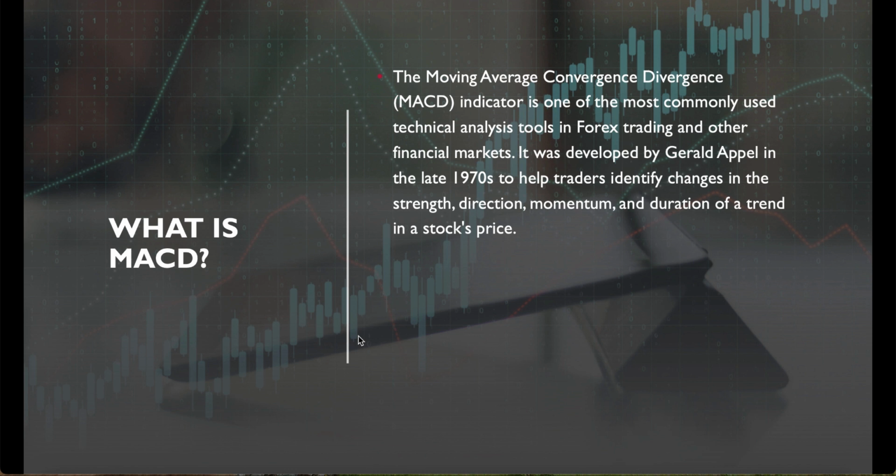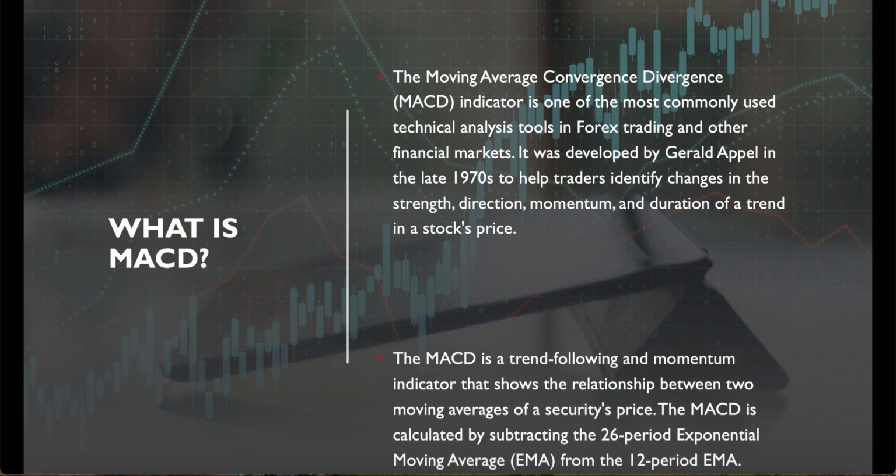It was developed by Gerald Appel in the 1970s to help traders identify the changes, strength, direction, momentum and divergence in a particular stock price or Forex pair. It could be anything, like a commodity or a metal, for instance gold. There's no 100% guarantee with any indicator in this life, so you will see some losses, but it can work as your probable side of things, giving you extra confidence to take your trade.